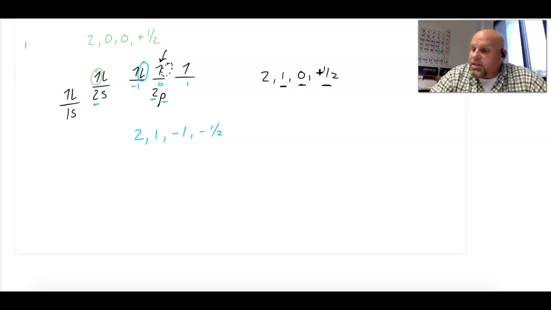Okay, so that wraps up this section. And as I've noted a few times, we'll get on in the next section to actually doing electron configurations. But for now, we're going to practice utilizing the quantum numbers.